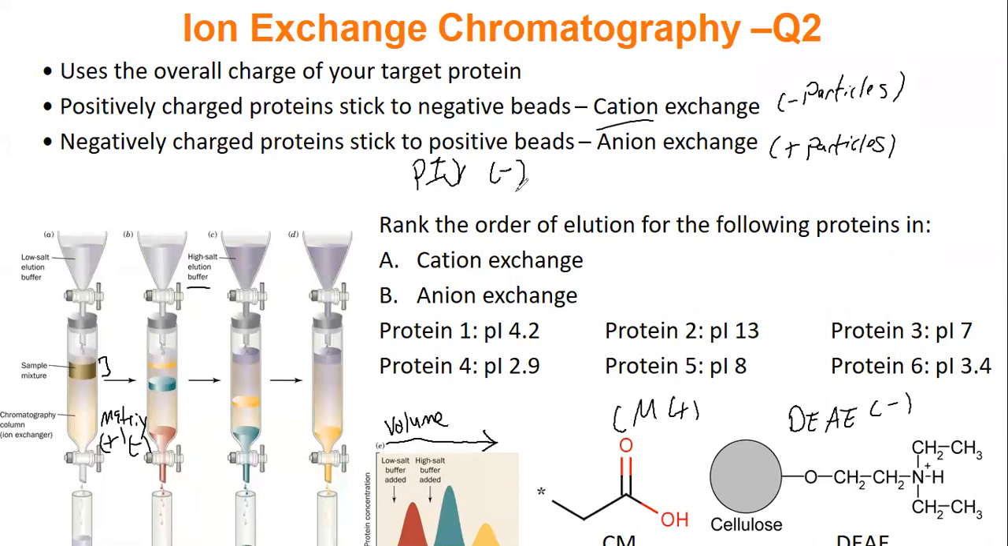So the order of elution for cation exchange would be protein 4. 4 has the lowest pI, so it's the most negative. Then 6, 1, 3, 5, 2. With 2 having the highest pI, so it's the most positive, and it's going to stick to the cation exchange the strongest. Anion exchange is the exact opposite. Positive proteins will come off first. Negative proteins will stick on the strongest.